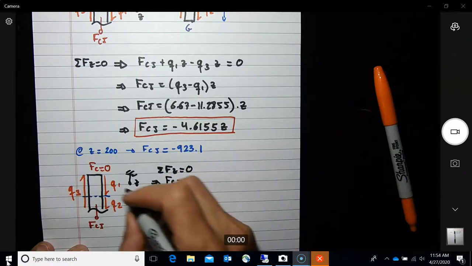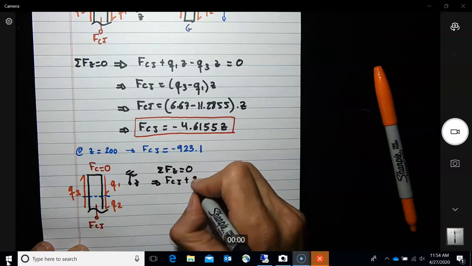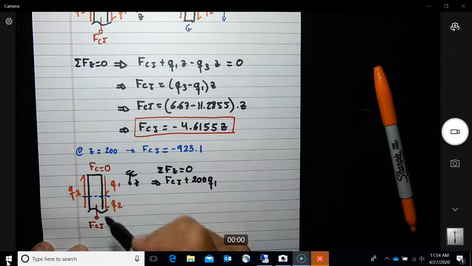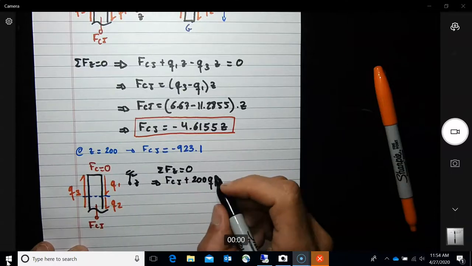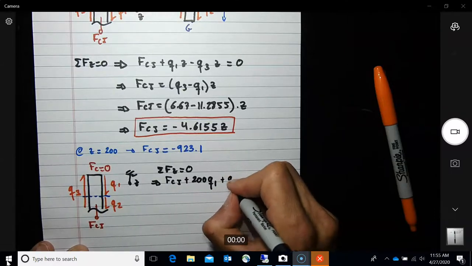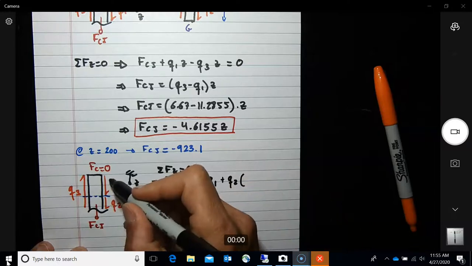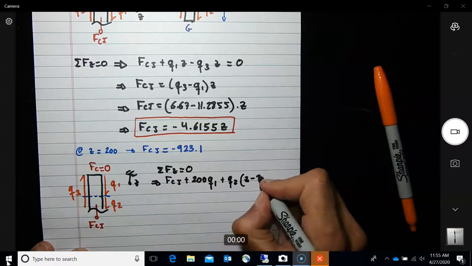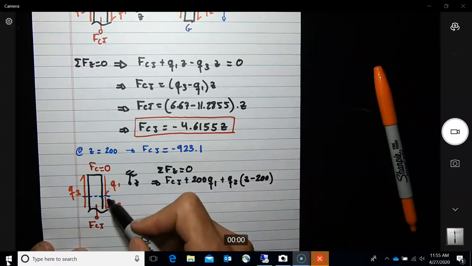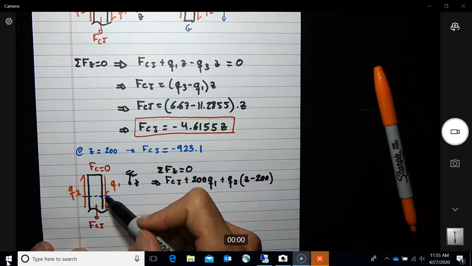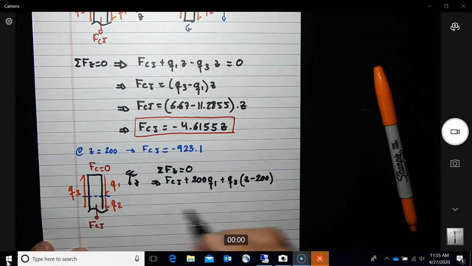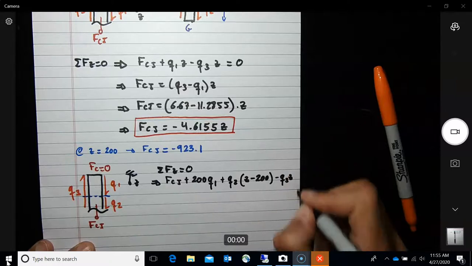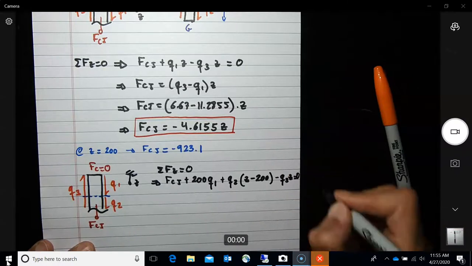FCJ plus 200 Q1 for this one over here. Okay, this is 200 plus Q2 of what? The Z starts over here, so you need to do Z minus 200. Okay, so the Z, all that distance, minus this one. Then minus Q3Z. And this should be equal to zero.